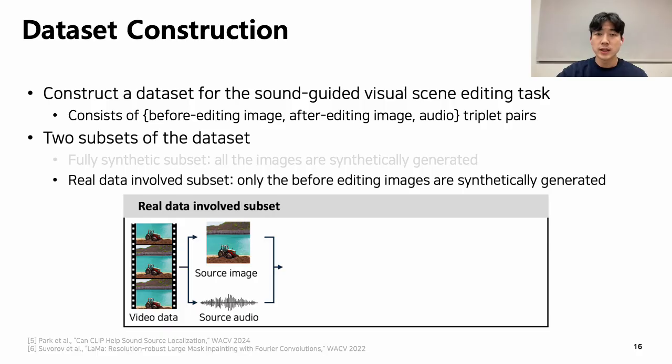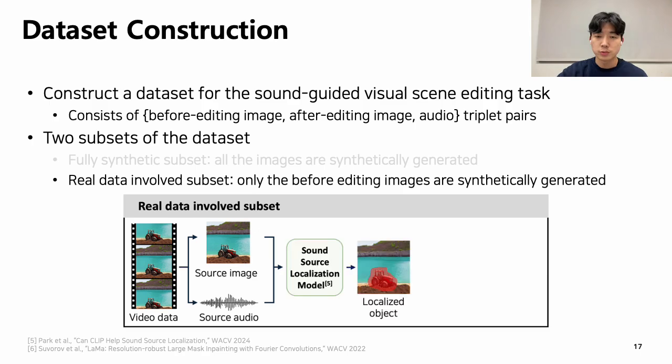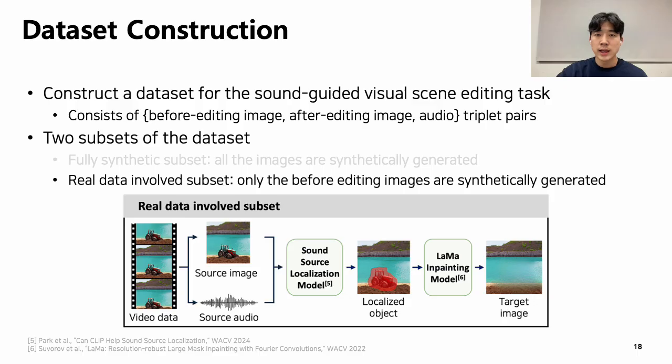The real data involved subset is constructed differently. From a given video dataset, we first extract an image frame and corresponding audio. Then we feed the image and source audio to the pre-trained sound source localization model to localize the sounding object in the image using the audio. Next, we feed the image frame and the localized mask to the LaMa inpainting model to inpaint the localized region of the image. As a result, the tractor is removed from the image. Finally, the audio and image extracted from the video, along with the inpainted image, are paired to become one sample of the real data involved subset.